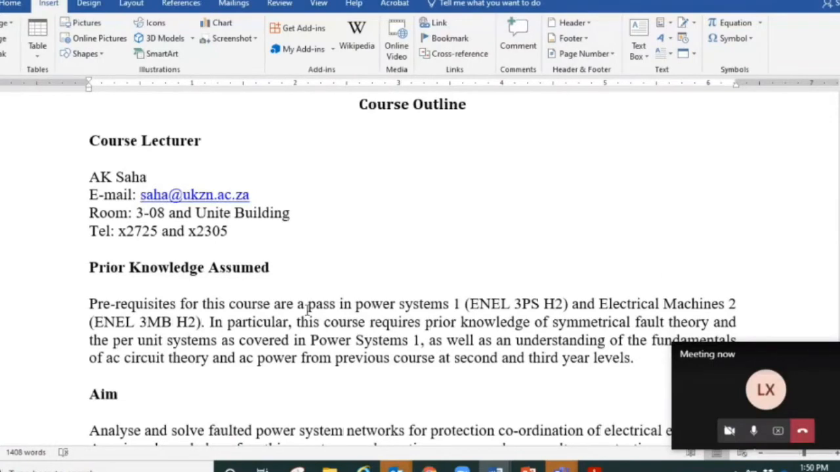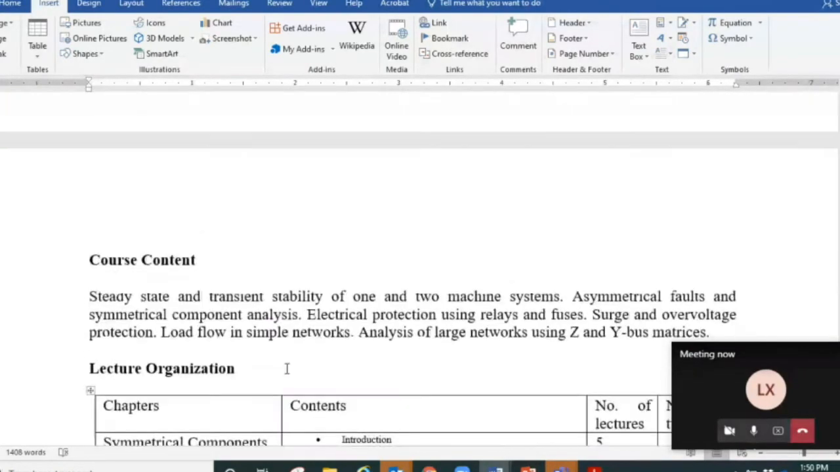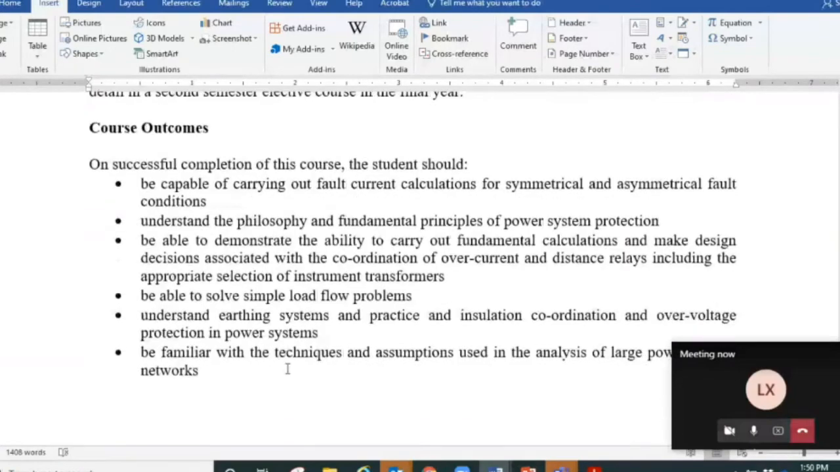And email is the most important means of communication these days, because we cannot see each other. We are not on campus because of this situation. So make sure that you know the email and you communicate to me via email whenever you need anything in this module, power systems 2, or anything else. So that's me. And then I'm coming to the course outcomes.